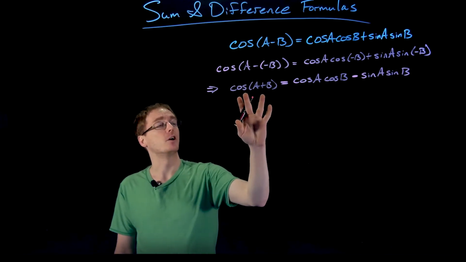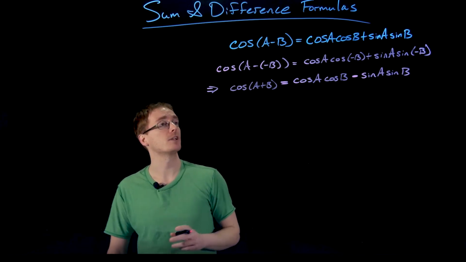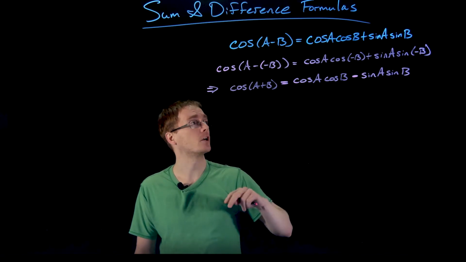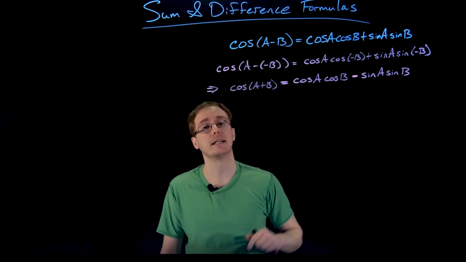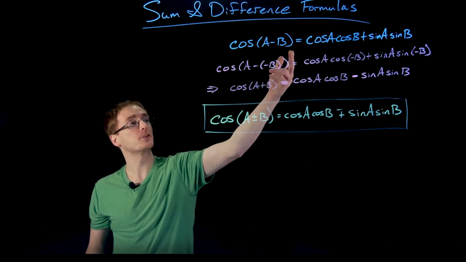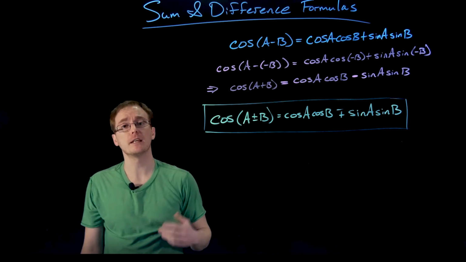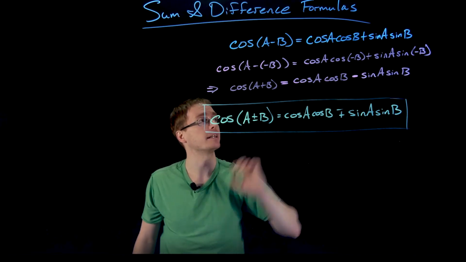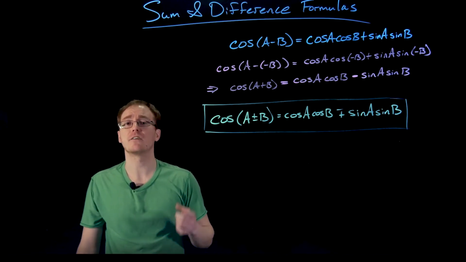So now we have our cosine sum formula. Cosine of a plus b is equal to cosine of a times cosine of b minus sine of a times sine of b. All right, from our cosine difference formula, we were able to make a substitution and derive our cosine sum formula. And when we compare the right-hand sides of those formulas, we see that they are very similar.